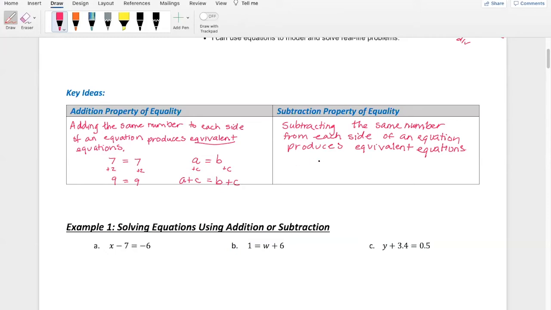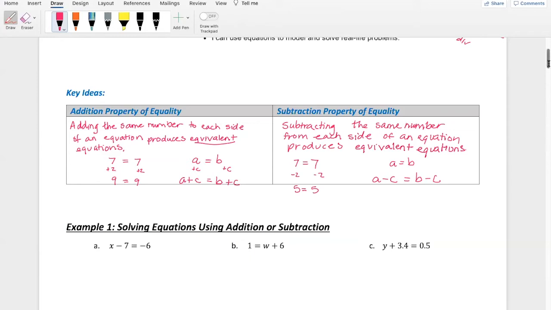So again, if I had that 7 and 7, and this time I subtract 2 from both sides, I end up with 5 equals 5. And then we can do the same thing with our variables. If I had that A equals B, and let's say subtract C now instead from both sides, I would end up with A minus C equals B minus C. And that's just stating that they're still equivalent. I would be taking the same amount away from both sides.